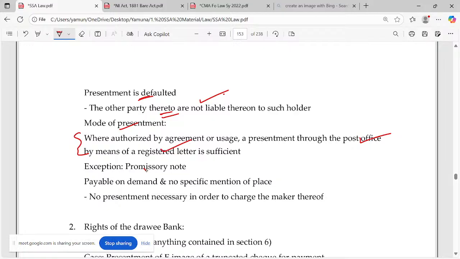Promissory note பொறுத்த வரைக்கும் if it is payable on demand and no specific place is mentioned, no presentment is necessary. Please highlight this one. Promissory note la it is payable on demand and there is no specific mention of any place given na, present பண்ணணும் அவசியம் இல்லை. Presentment is not necessary. Okay.